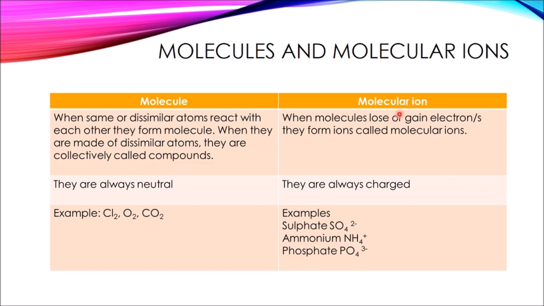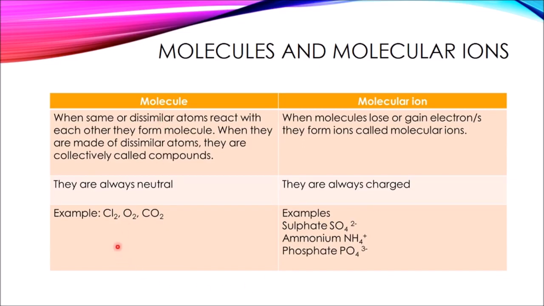what is a molecular ion? As we know, we have atoms, and from atoms we get atomic ions. So what will be formed from molecules? Molecular ions. Molecules lose or gain electrons, they form ions called molecular ions. So whenever molecules lose or gain electrons, they will form molecular ions. Molecules are always neutral and molecular ions are always charged. Whenever you see the word ion, whether it is an atomic ion or a molecular ion, an ion is always charged. The charge may be positive or it may be negative.